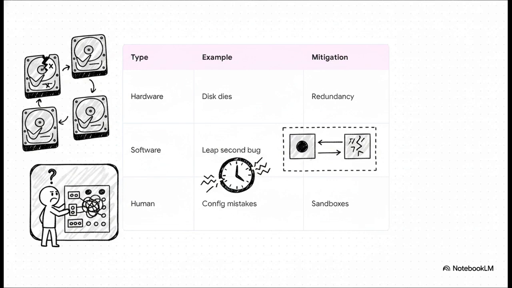But here's the really surprising fact. Humans cause far more outages than hardware failures. Yeah, one study actually found that operator configuration mistakes are the leading cause of outages. We basically have to mitigate our own human error using safe sandboxes, really thorough testing, and easy, rapid rollbacks.